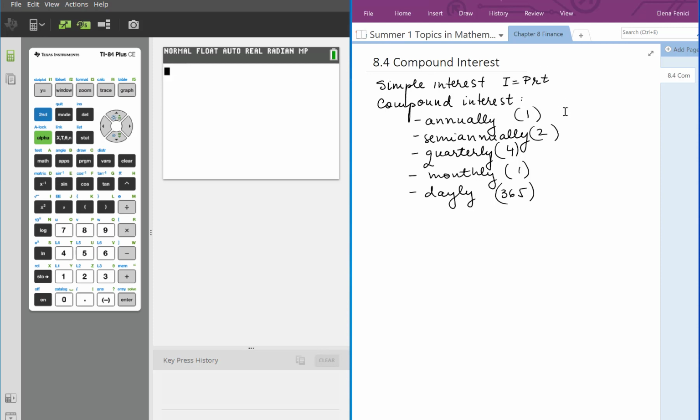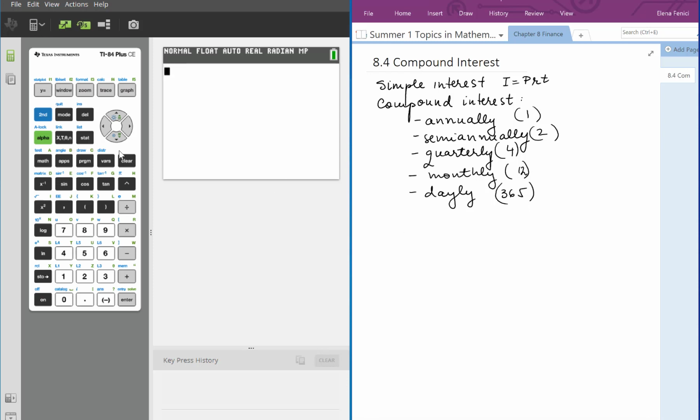Now, for compound interest, the most common situations are annually, so the interest is compounded annually, and I wrote 1 because it's 1 time per year; semiannually, and I wrote 2 because the interest is compounded 2 times every year; quarterly, 4, because the interest is compounded 4 times per year; monthly, there is a typo here, it should be 12, because the interest is compounded 12 times in a year; and you can have problems with daily, which is 365 in a year. So now let's familiarize ourselves with the TI.